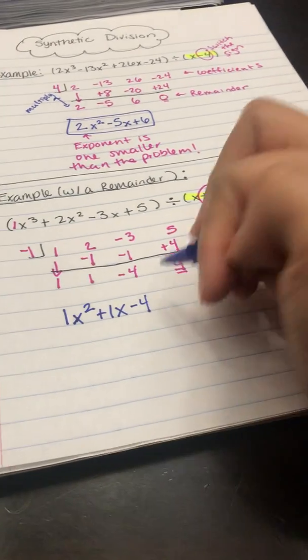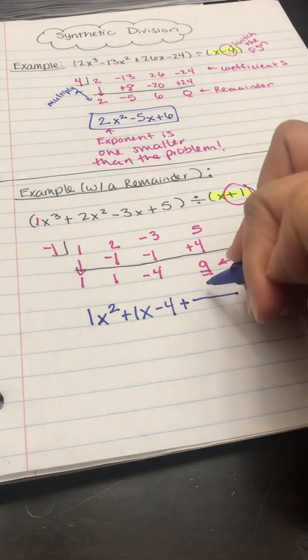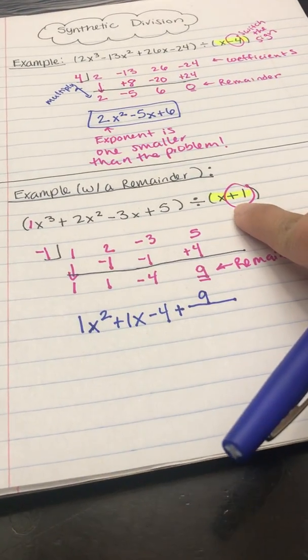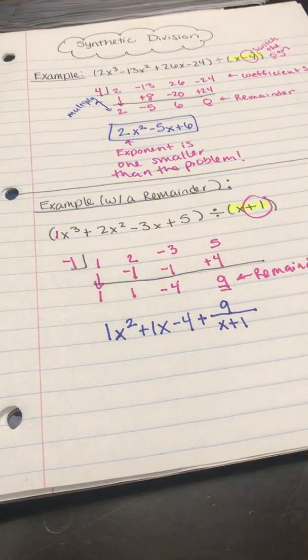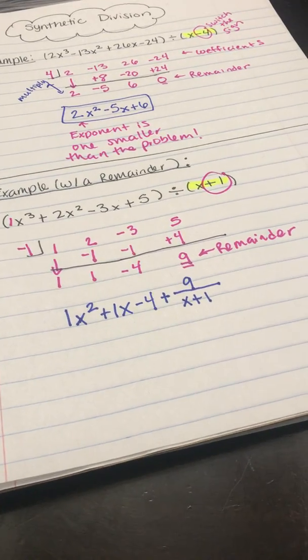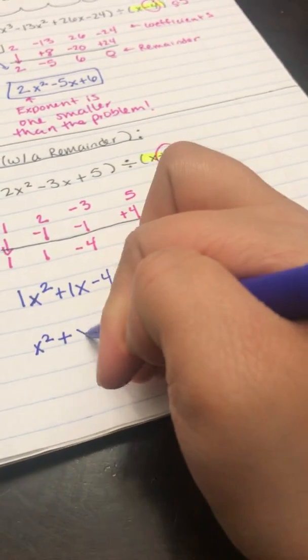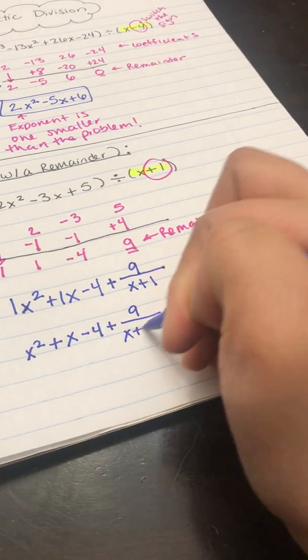Since my remainder is positive, I'm going to put a plus sign. Remember, your remainder you do as a fraction. The 9 will go on top. And just like in long division, whatever you're dividing by goes on the bottom. So I'm going to put an x plus 1 in the denominator. And then when you're done, you can write it without some of these ones. So instead of that, I'm just going to put x squared plus x minus 4 plus 9 over x plus 1.